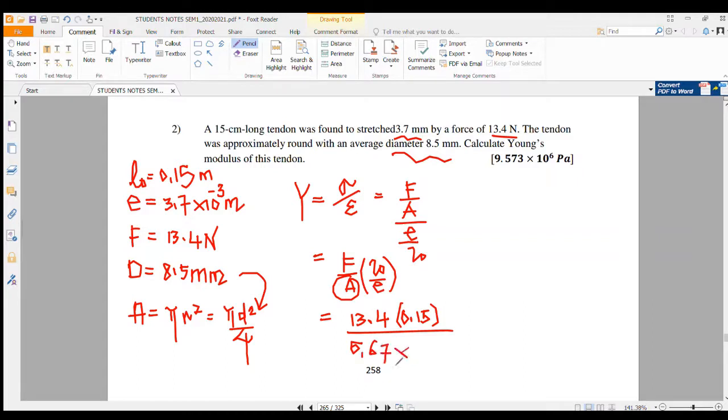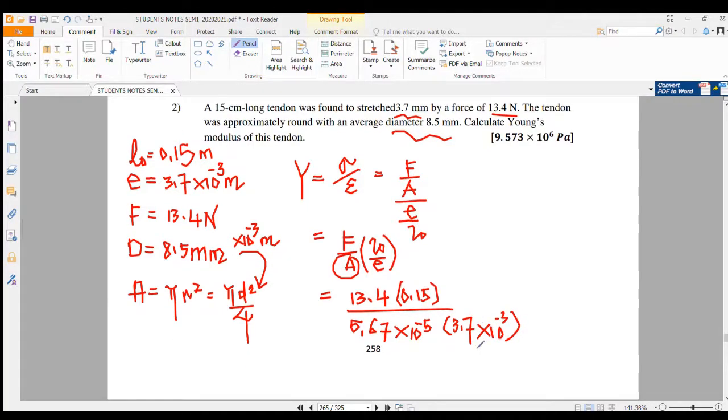5.67 times 10 to the power of -5. And remember, change the millimeter to meter first. Change times 10 to the power of -3 first, then only you calculate. And the value that you get for the area is 5.67 times 10 to the power of -5. And then the elongation, 3.7 millimeter, also we need to convert it to meter. And the final answer that you get, you can try to press the calculator.